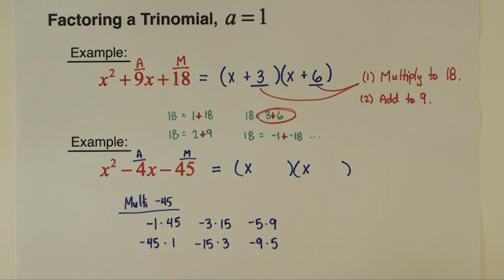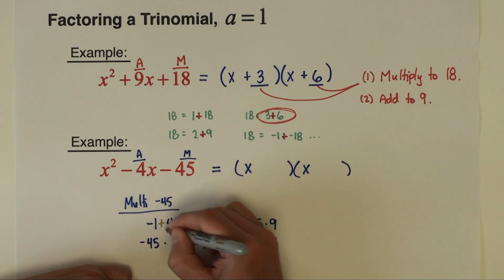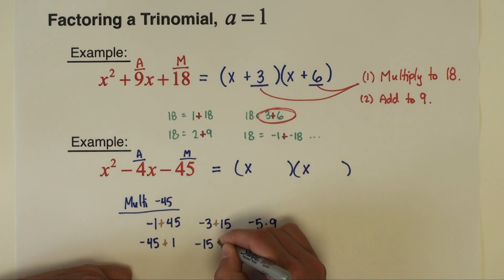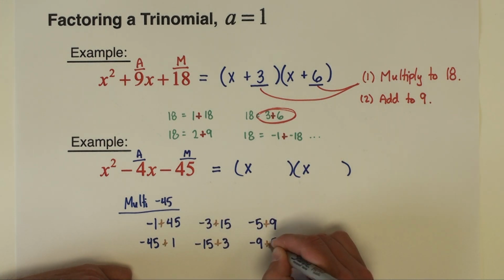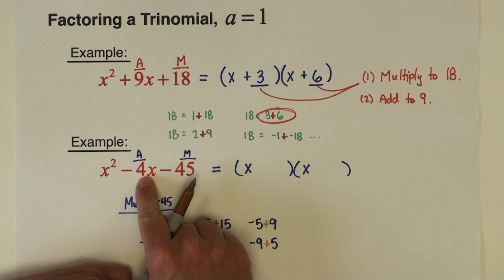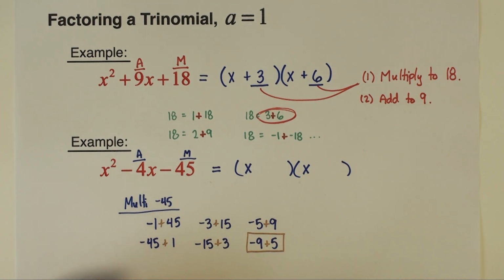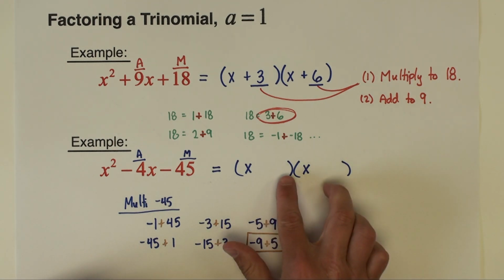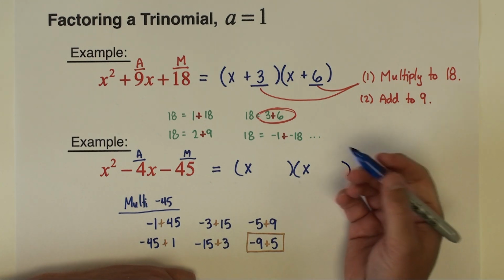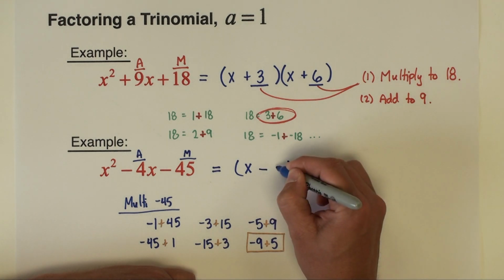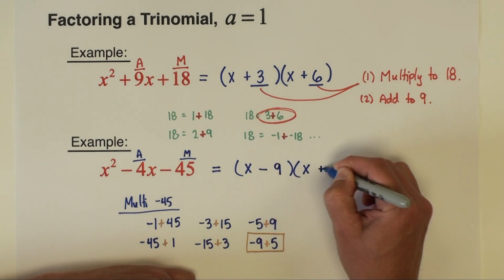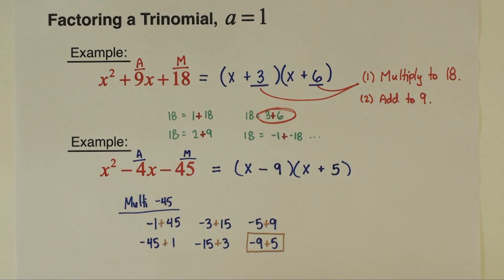I need to choose the way that when I change this multiplication to addition, which pair of numbers is going to add to -4? And the ones that are going to add to -4 are those two right there. So in any order, it doesn't matter, we need to place inside with these x's a -9 and a +5. And that completes the factoring of that trinomial.